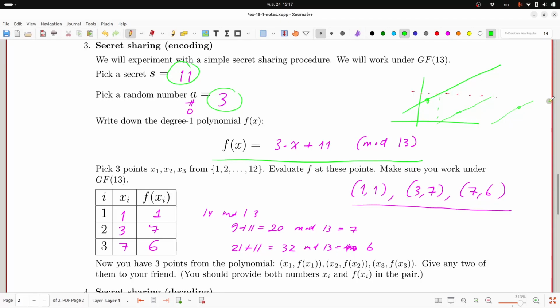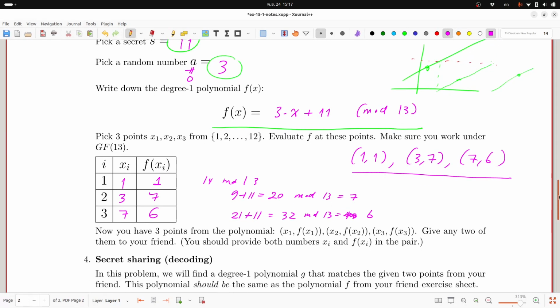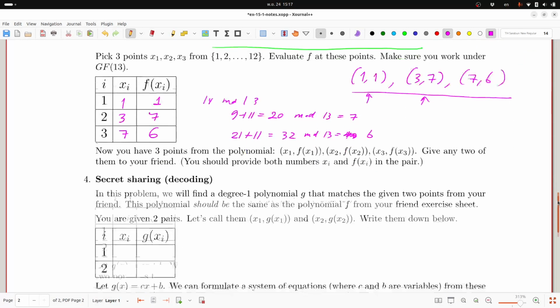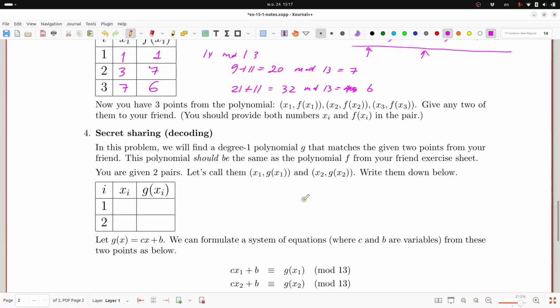So after you get these 3 points, you should work with your friend. Give 2 of the points to your friend. Okay. Part 4, question 4. You should take 2 points. Each point is a pair, right? You take 2 points from your friend, and try to find the line itself.